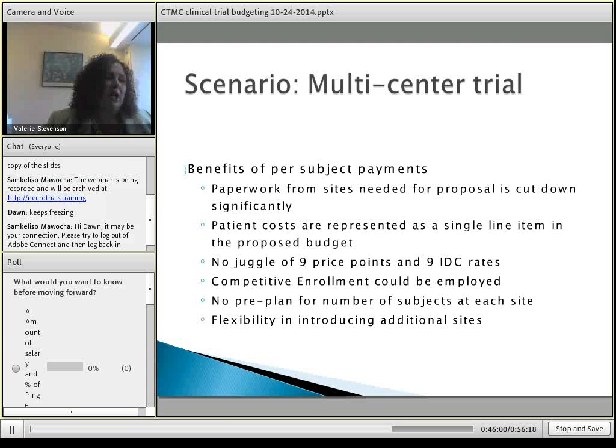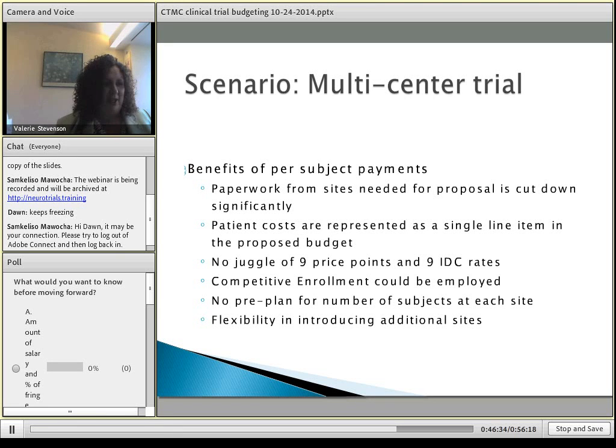So when we talk about, again, the benefits of per subject payments, we've discussed them in different contexts, but at the end of the day, when you're routing your proposal, because it's a per subject payment, it's a vendor agreement, you don't need to send paperwork through every single institution for institutional signature, which can take a long time and it's a lot of work. You can just put on your cost line, subject enrollments, and you're all set. And then you would just get a letter of intent or an agreement from the institution.